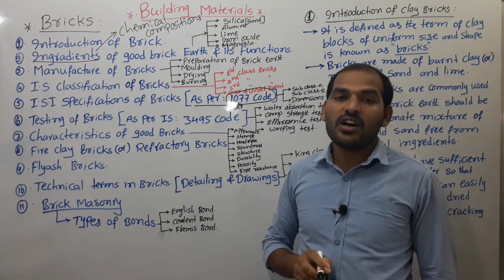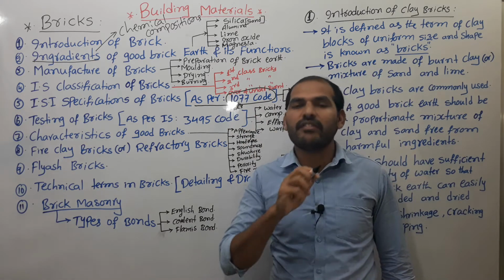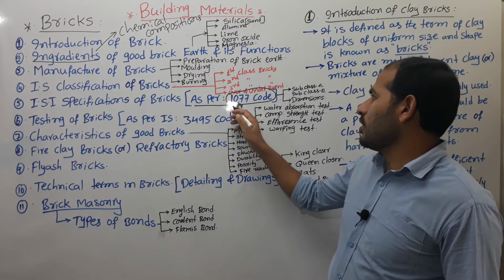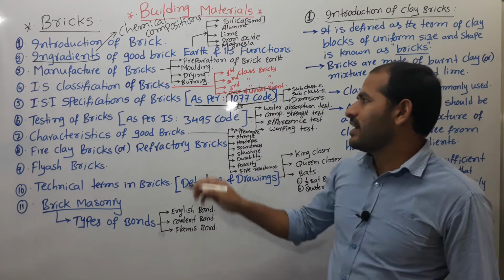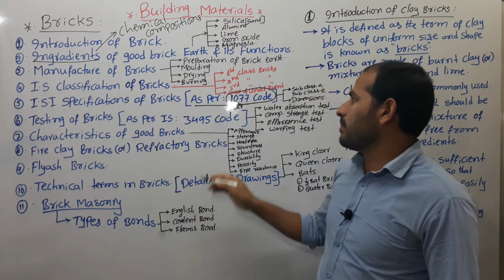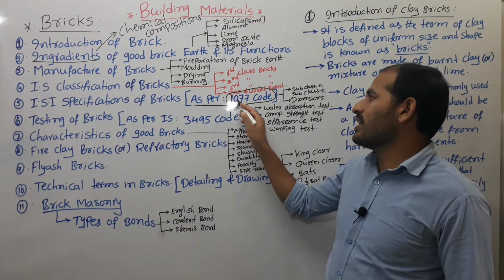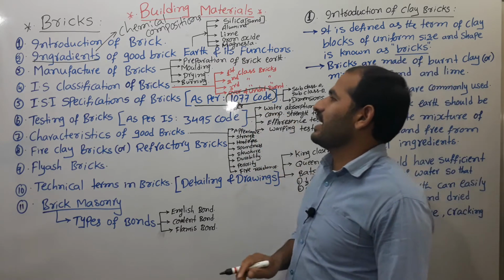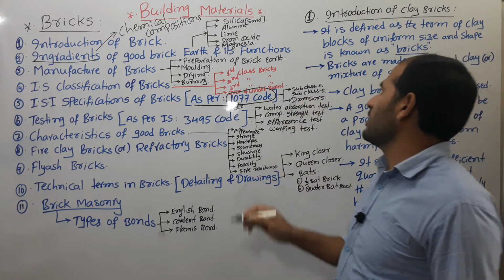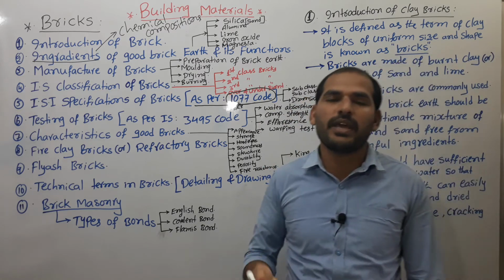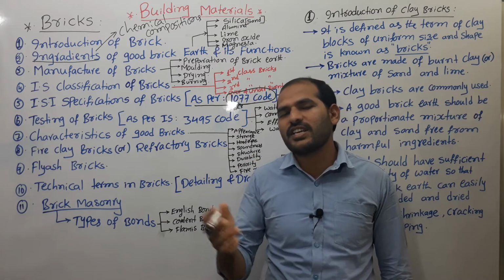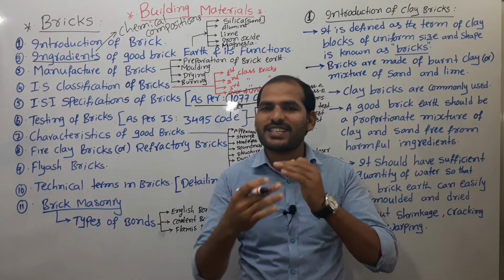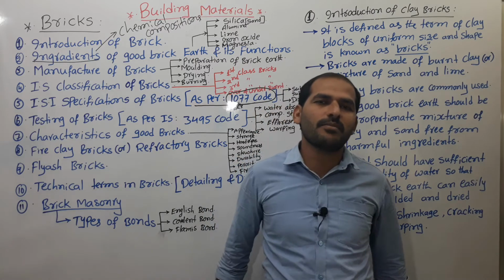So that's why all types of the course are very, very important from our examination point of view. So you must remember this course, right? The ISI specification of brick is as per the 1077 code, right? In this ISI specification of the bricks, there are subclass A, subclass B, subclass C, like that, and the dimension of the bricks, right?